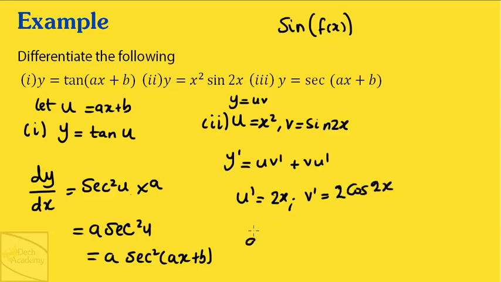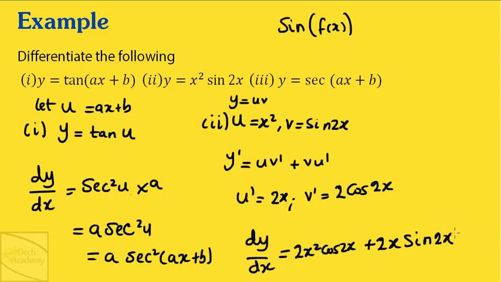So in short, dy/dx, which is y prime, is equal to u times v prime, so x squared times 2 cos 2x, which is 2x squared cos 2x, plus v times u prime, so sine 2x times 2x, so 2x times sine 2x. And that's all.